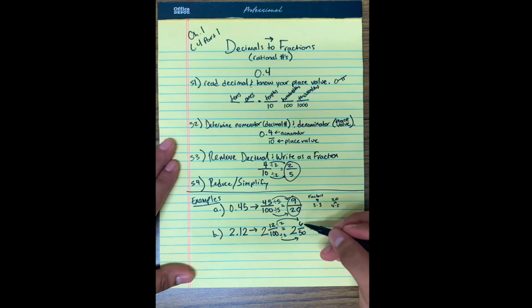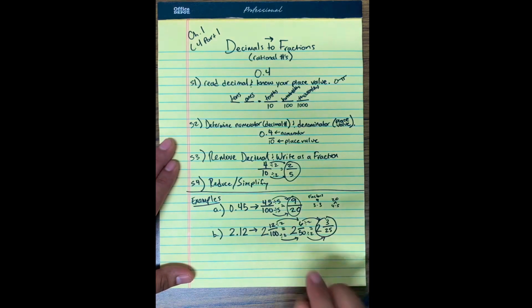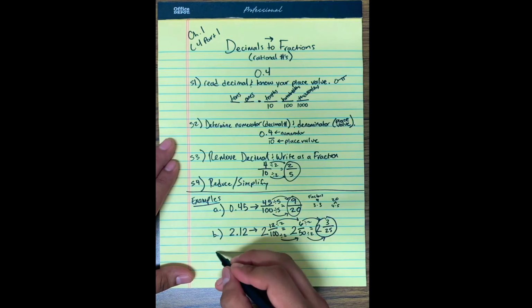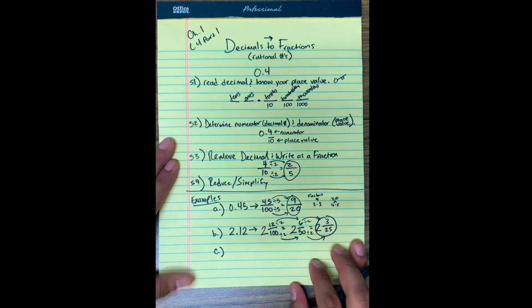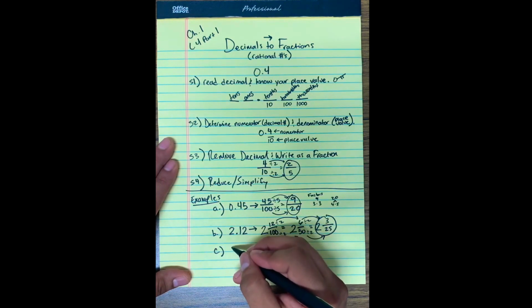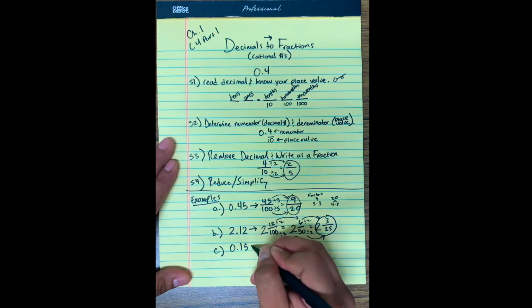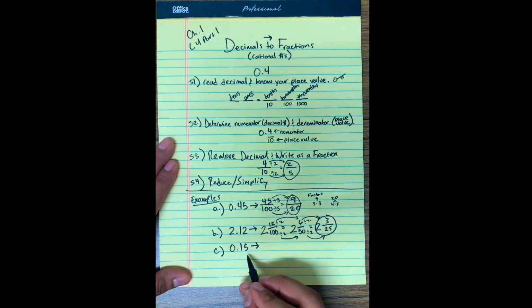Those are still even. We can divide them again by 2. See that? Oh, don't forget to bring that 2 with you, the whole number. 6 divided by 2 is 3. 50 divided by 2 is 25. And that's the simplified fraction or rational number. 2 and 12 hundredths gets reduced to 2 and 3/25ths.